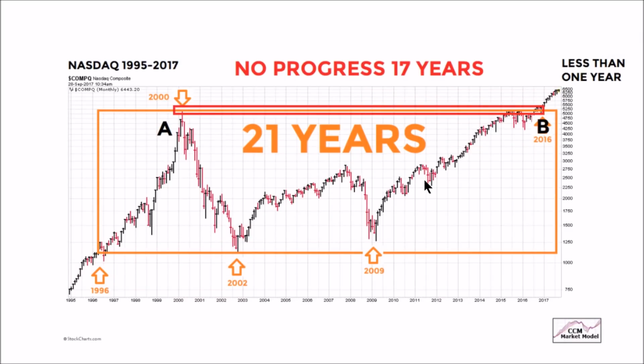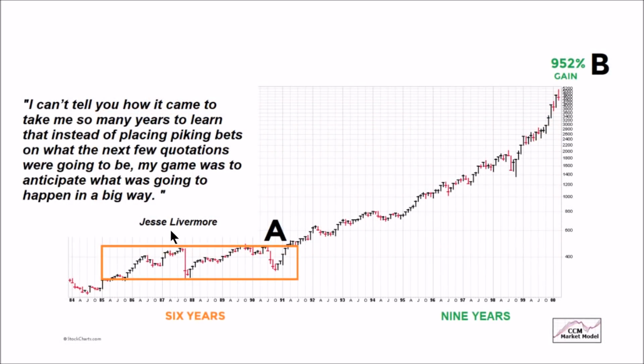And when we have a chart like this, sideways movement and a bullish breakout, we can leverage the wisdom of Jesse Livermore once again. "I can't tell you how it came to take me so many years to learn that instead of placing piking bets on what the next few quotes were going to be, my game was to anticipate what was going to happen in a big way." Big-way moves come after long periods of indecisiveness and consolidation. 952%. We didn't even have to own the best stock. If we owned the index, this is the big move, and this is a big way.